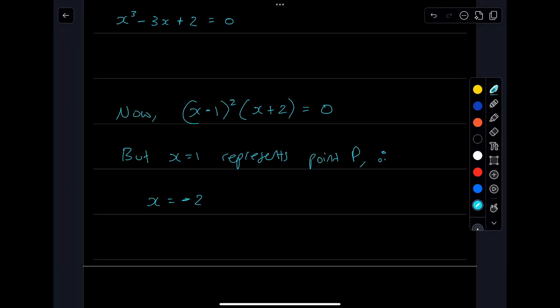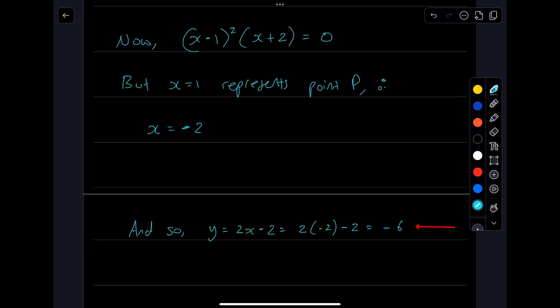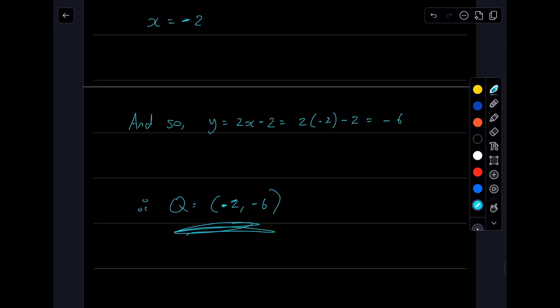What does this mean then? Well, this means that x equals negative 2 is our second point here, which when plugged into y gives y is equal to 2 times negative 2 minus 2, which is equal to negative 6. So therefore we have Q is equal to (negative 2, negative 6).